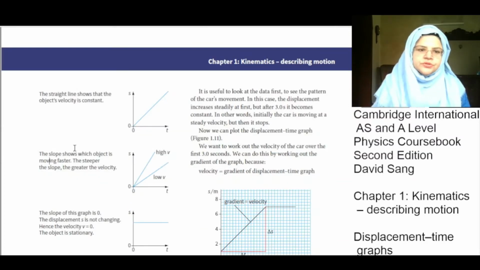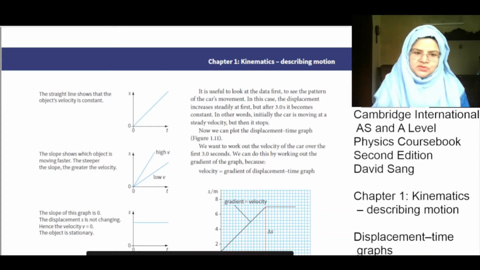The slope shows which object is moving faster. The steeper the slope, the greater the velocity. The steeper the slope, the higher will be the gradient and higher will be the velocity.